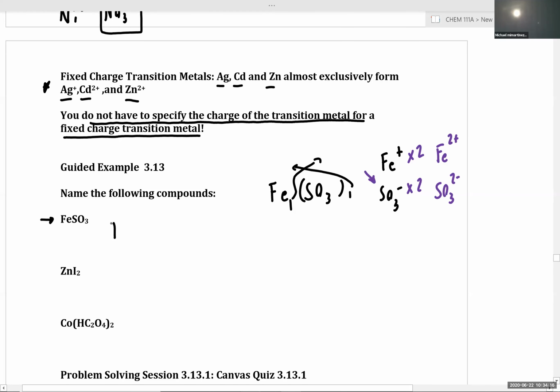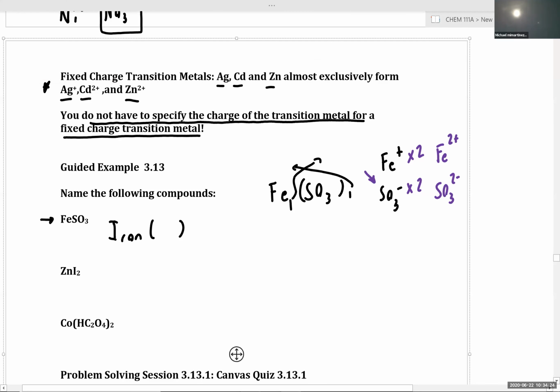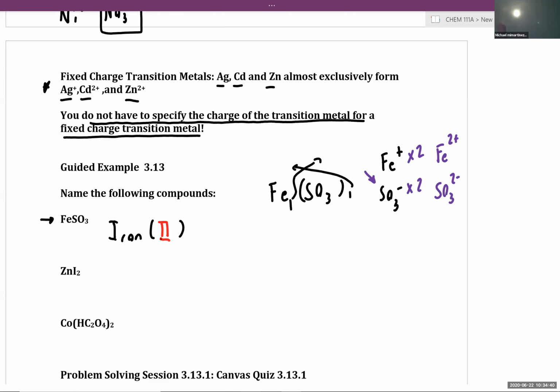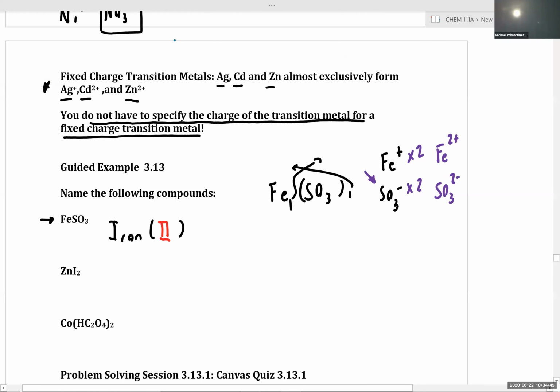We write the name of our cation, which is iron. In our Roman numeral, because our charge is +2, we put a Roman numeral for 2. Again, I really want to emphasize this: the number in the Roman numeral is the charge, not the number of cations. It is the charge. Now let's name our polyatomic ion, SO3 2-. We'd call that sulfite. So this would be iron(II) sulfite.